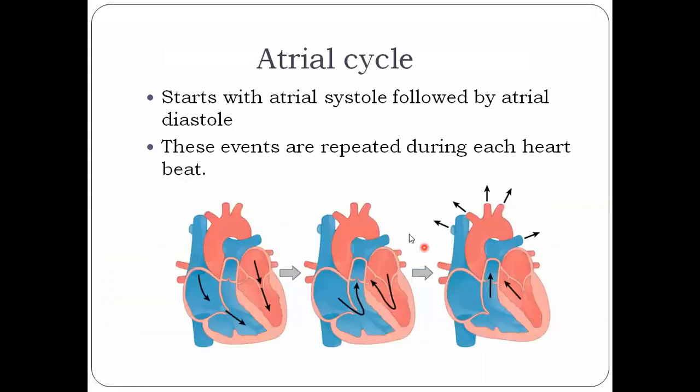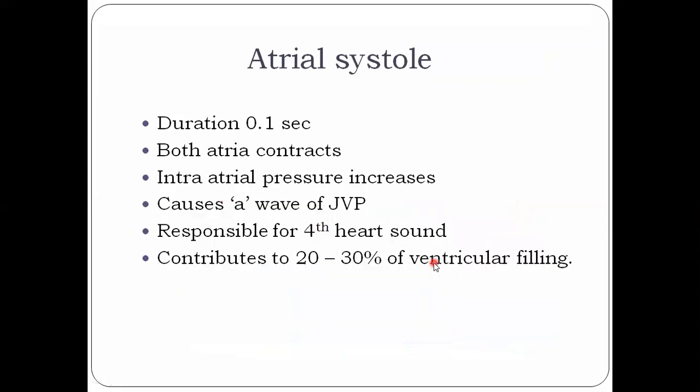Okay. Now, about the atrial cycle: the atrial systole will be followed by the atrial diastole, and both the right and the left atrial cycles occur simultaneously. Now let's see about the atrial systole. The duration of the atrial systole, as we saw in the earlier slide, is 0.1 second. So what does systole mean? It means contraction, right? So atrial systole means contraction of the atria.